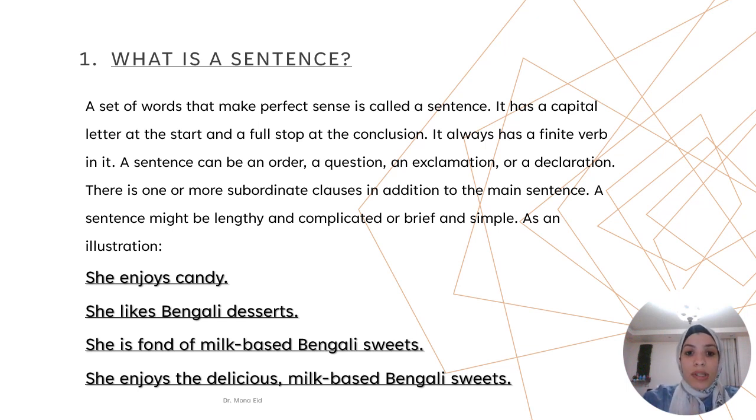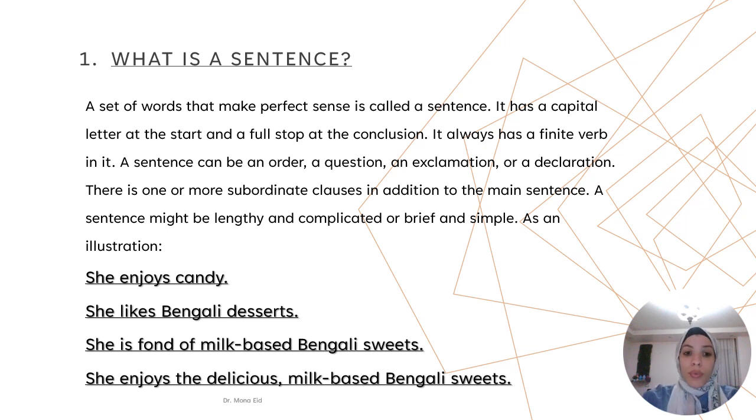There can be one or more subordinate clauses in addition to the main sentence. A sentence might be lengthy, long, and complicated, or brief and simple. As an illustration, she enjoys candy. She likes Bengali desserts. She's fond of milk-based Bengali sweets. She enjoys the delicious milk-based Bengali sweets.